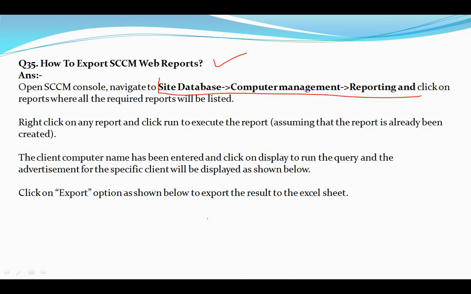Then what you need to do is right click on any report and click run to execute the report, and you can get that report. The client computer name has been entered, click on display to run the query, and the advertisement of the specific client will be displayed as shown below. Guys, I made a mistake. I could have added the screenshots here, but it's okay. You should have the basic ideas. Once you are in front of the computer or server, you will get the exact scenario and you will be able to work.